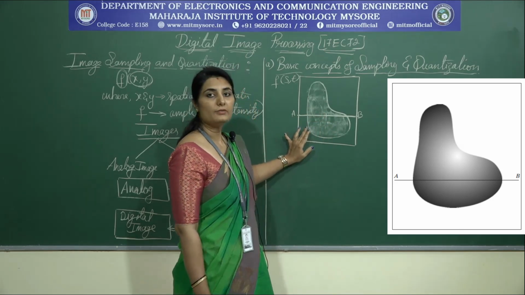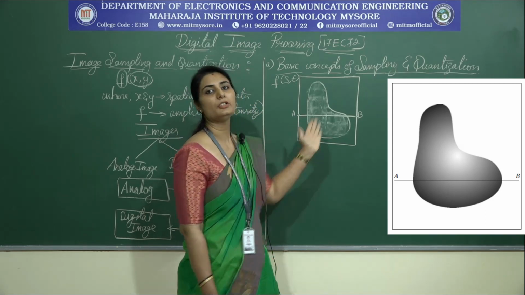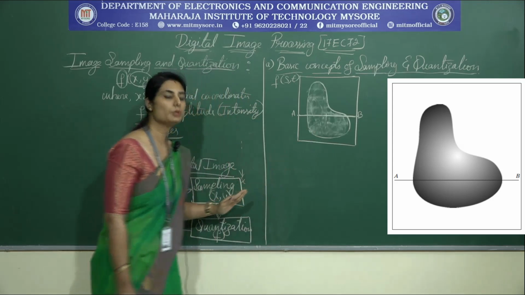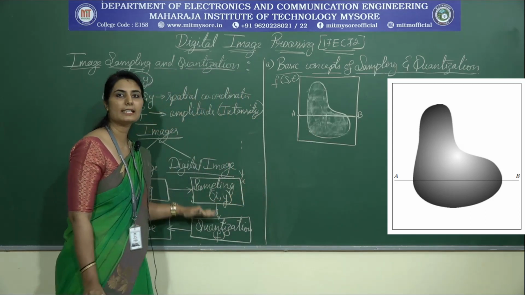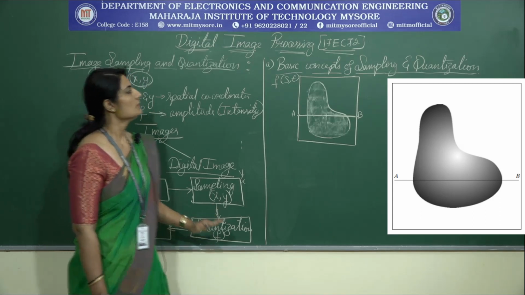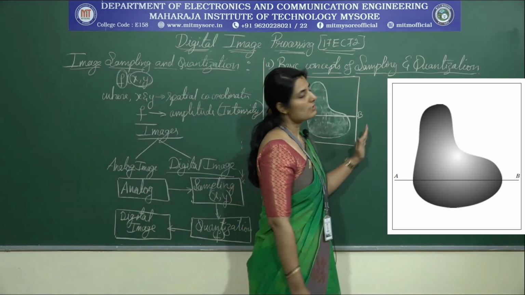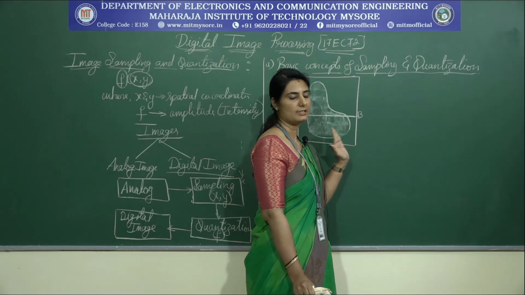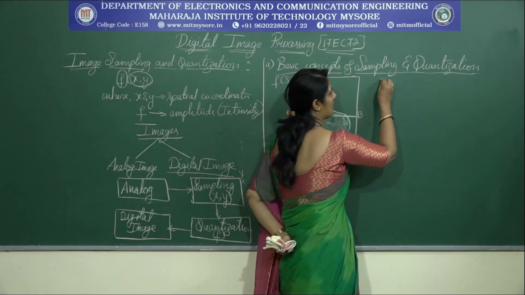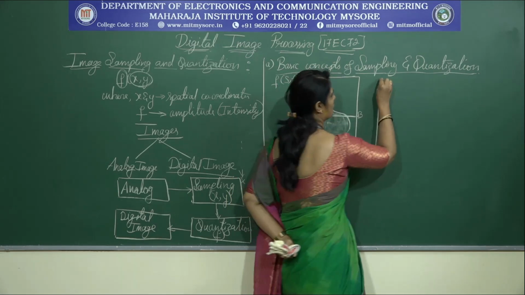I have to convert this continuous image into a digital image. For that, I have to perform two intermediate steps: first sampling and next quantization. In order to sample this image, first I will convert this image into a one-dimensional function.